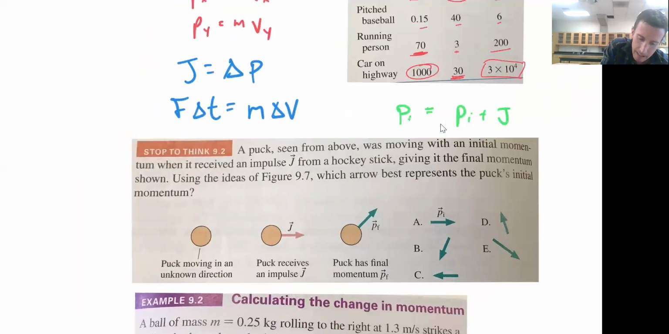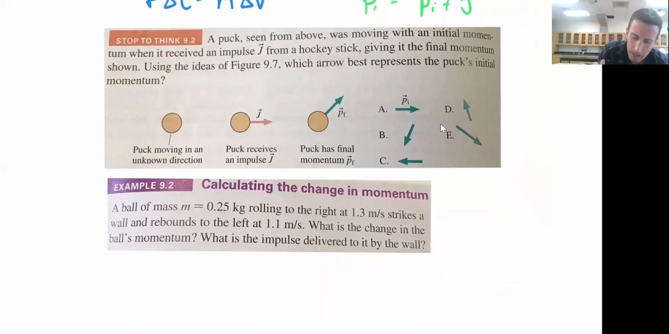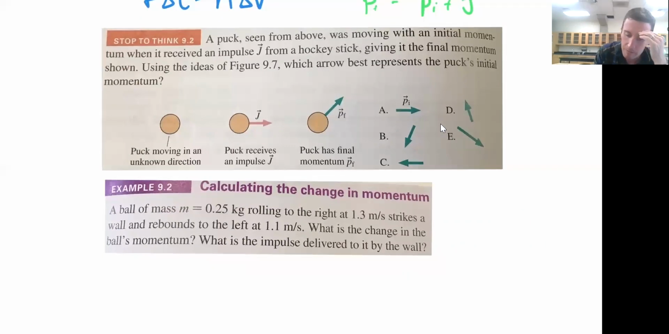All right, let's stop and think again. A puck seen from above was moving with an initial momentum when it received an impulse from a hockey stick, giving it the final momentum shown. Which arrow best represents the puck's initial momentum?